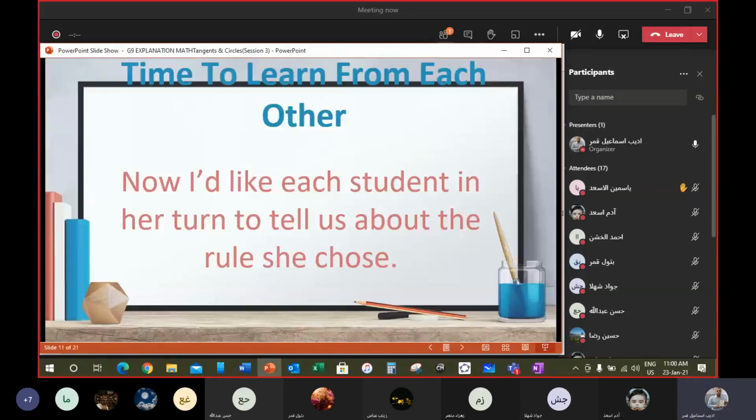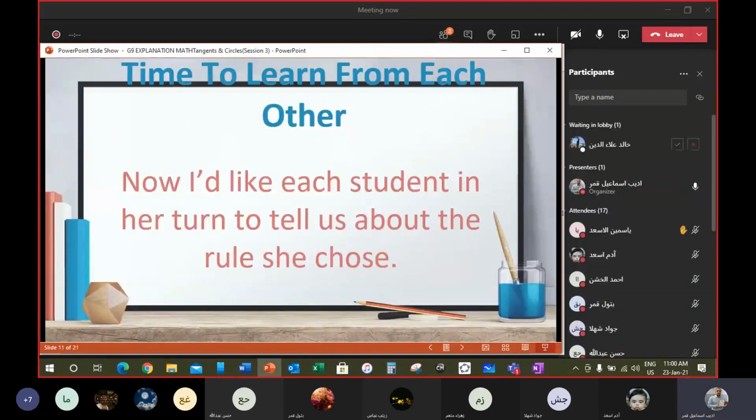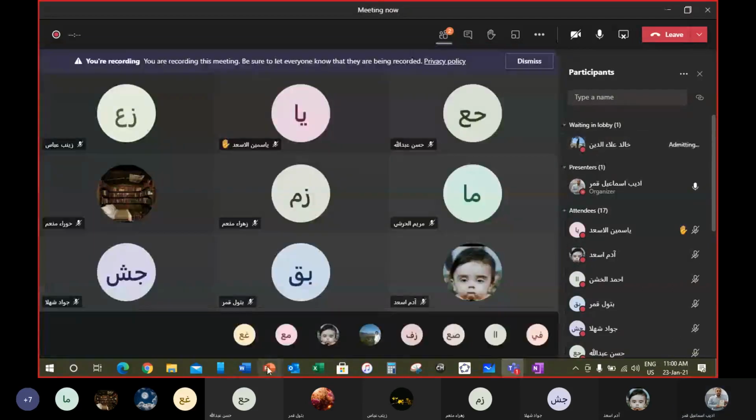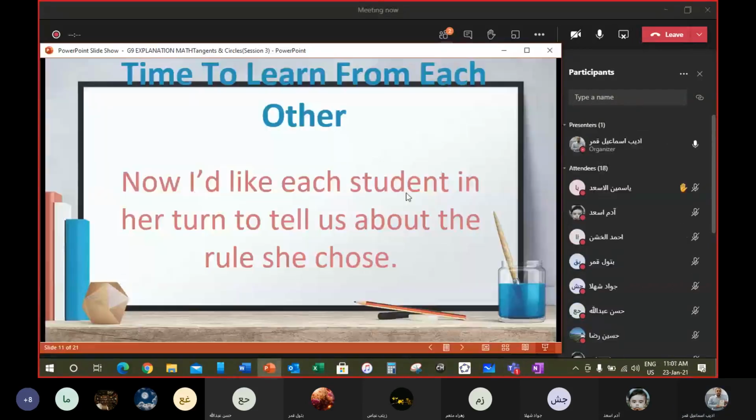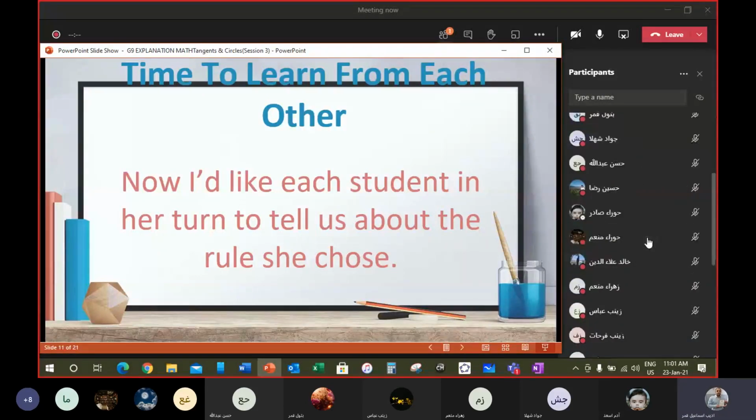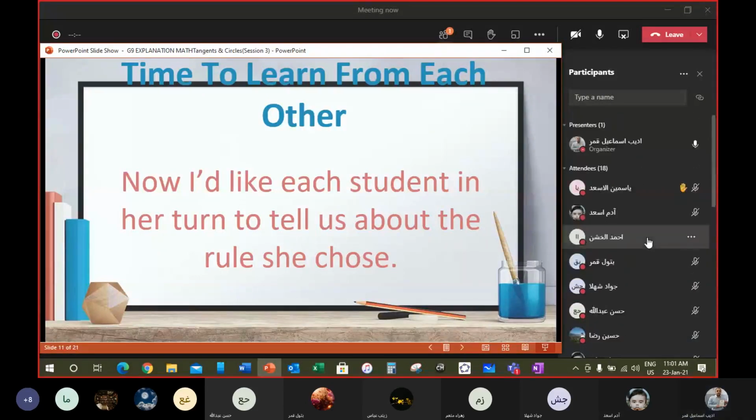طيب خلينا نشوف هيدي. To learn from each other. صباح الخير يا خالد على قدام بكير. آخر نص ساعة.